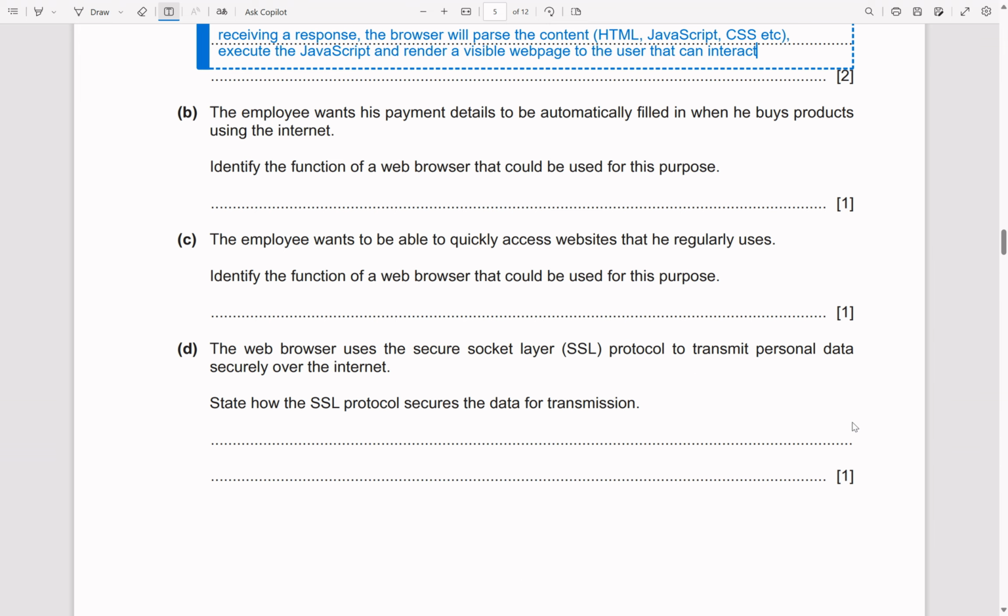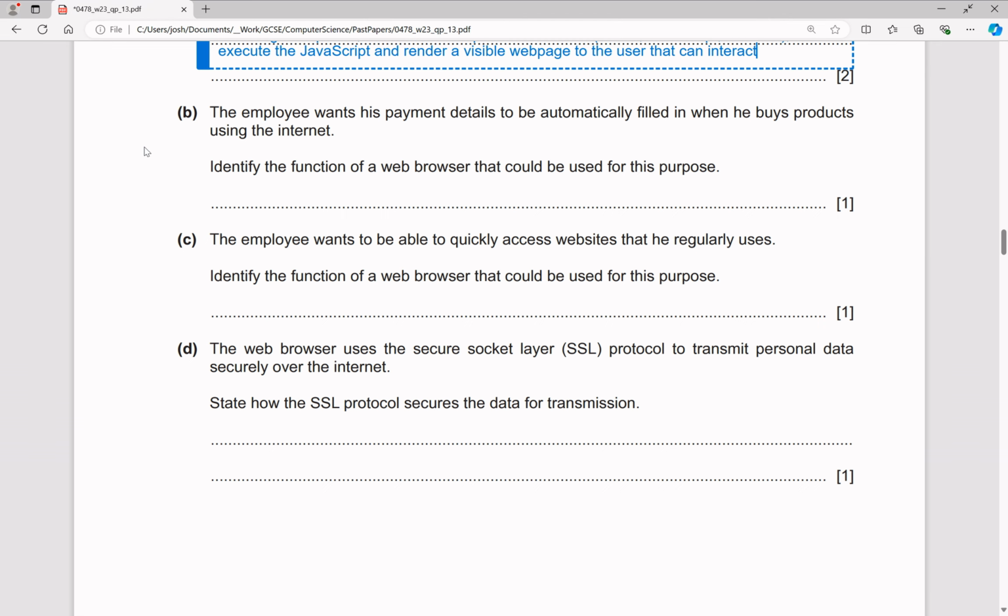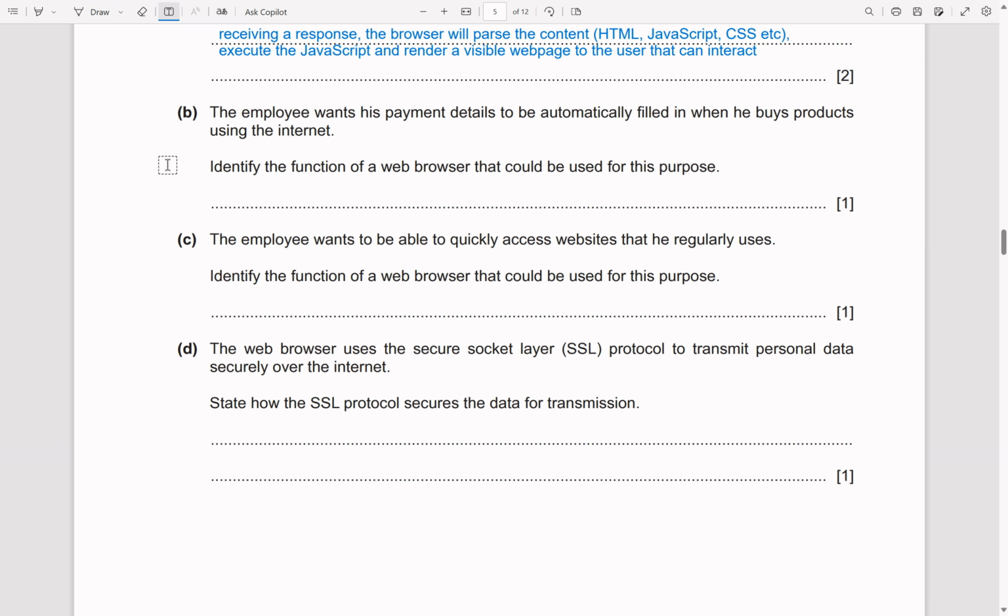Alright, so the employee wants his payment details to be automatically filled in when he buys products using the internet. Identify the function of a web browser that could be used for this purpose. So I think this is basically saying, what can remember his payment details, what could remember his username? And for this one, hopefully you remember this will just be a cookie.